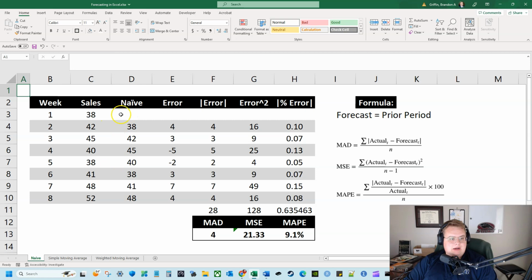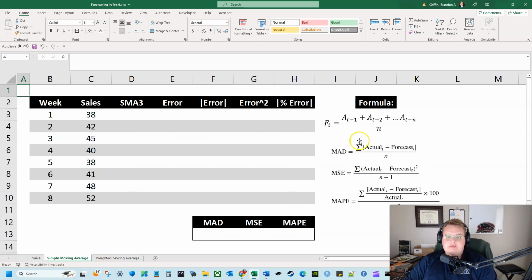So this is how to do the forecasting for naive, but let's go ahead and check out our numbers and how our forecast differs for simple moving average and weighted moving average. For simple moving average, the formula is simply the average of each of the prior periods, however many you choose, and divide that by the total number of periods that you chose to forecast it with. So for example, we are using an SMA of 3. So we're using a simple moving average of 3.